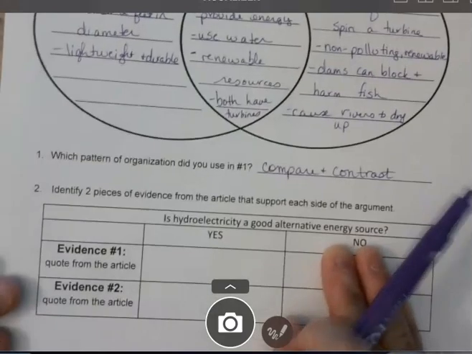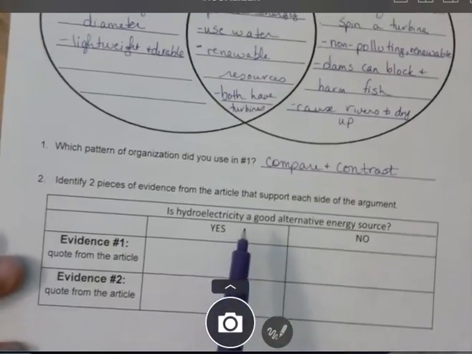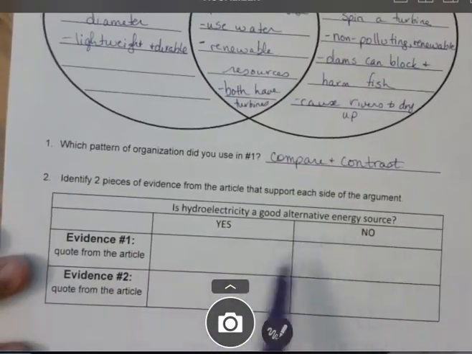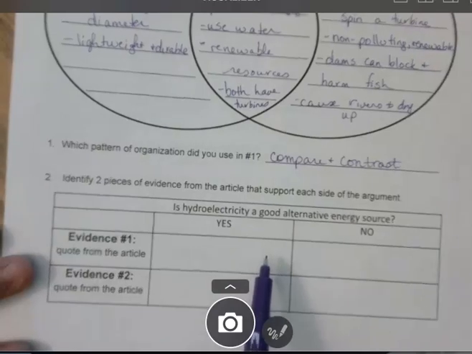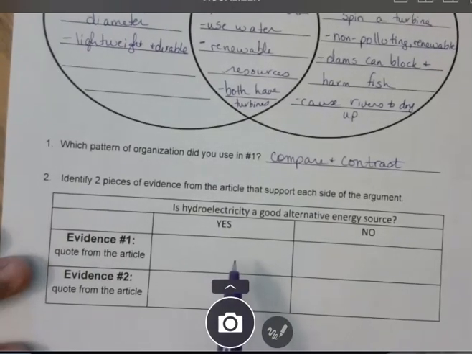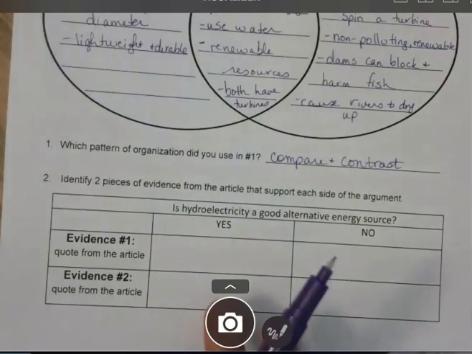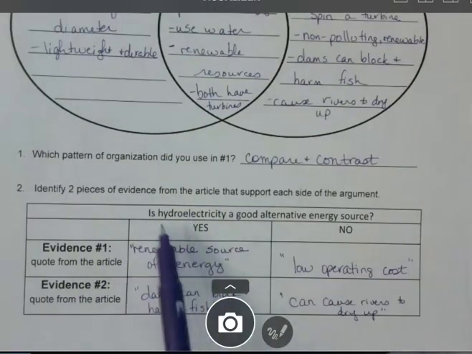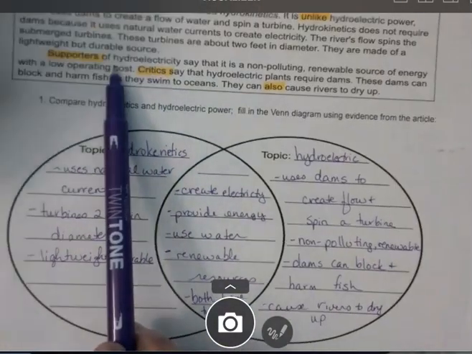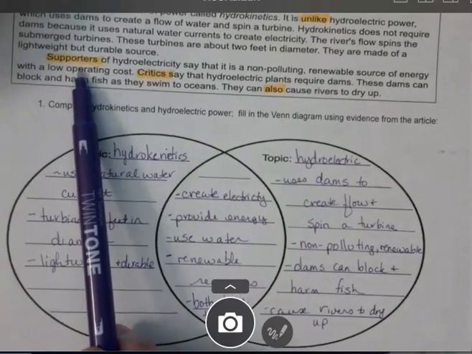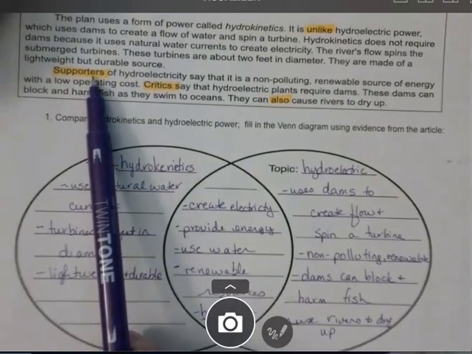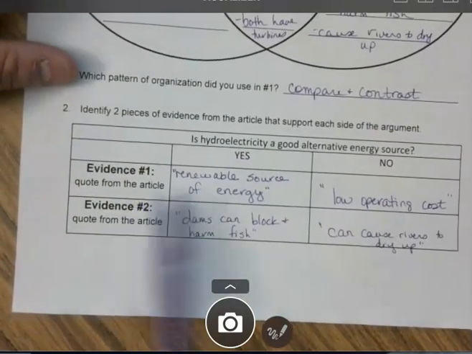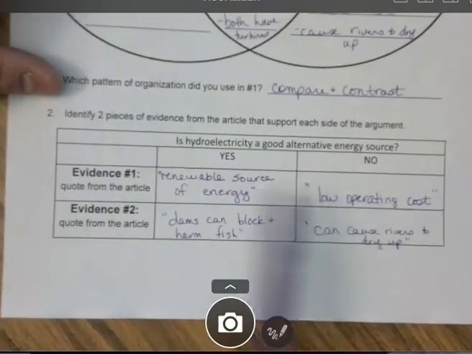The next part of this says, identify 2 pieces of evidence from the article that support each side of the argument. So I'm going to pause this again. I want you to take the time to go back and do that, and after you have it filled in, come check back in. All right, so I went back to that article, and I looked at just the part, that second paragraph specifically talked just about hydroelectricity. And if you're looking at keywords here, it talks about supporters and critics, and that helps me figure out evidence for and supportive and against.